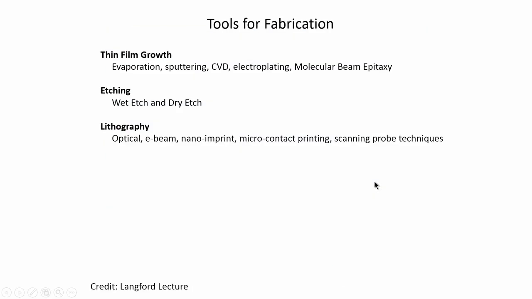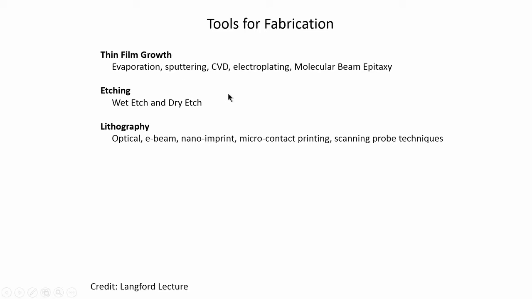So, there are several tools for fabrication. They are categorized as the thin film processes like vacuum evaporation, sputtering, chemical vapor deposition, electroplating, and then epitaxial methods like molecular beam epitaxy and so on. The etching processes are used to etch out unwanted regions from the wafer.